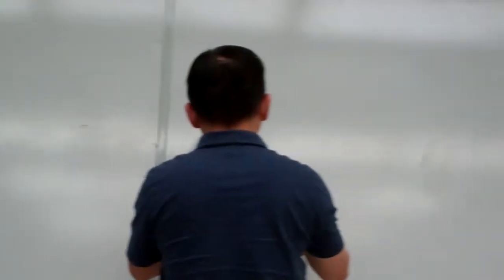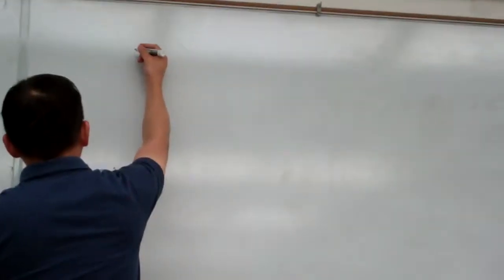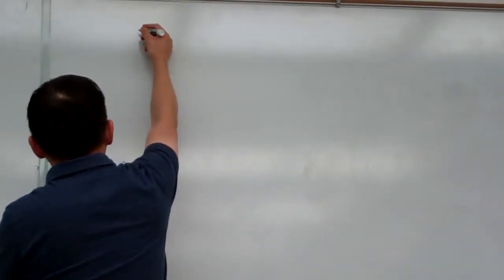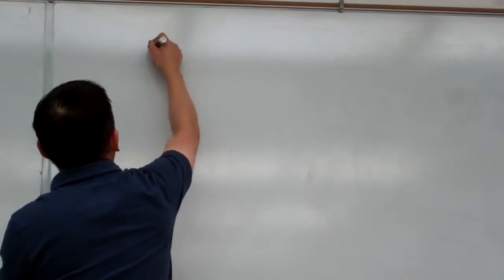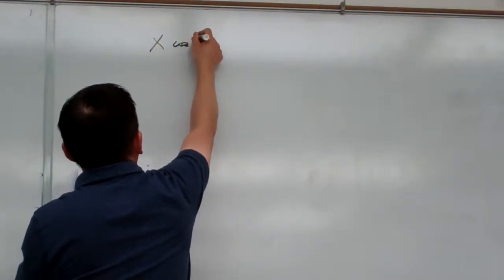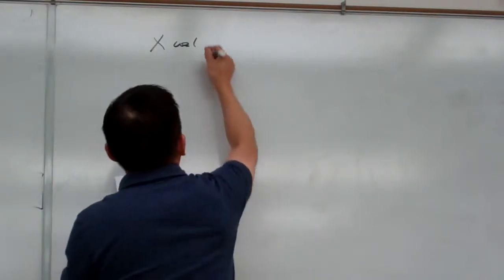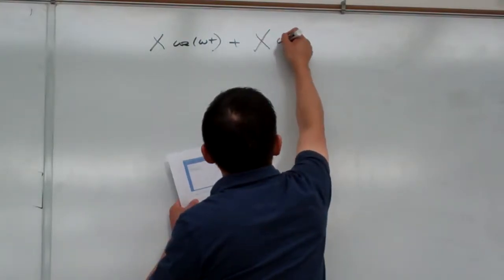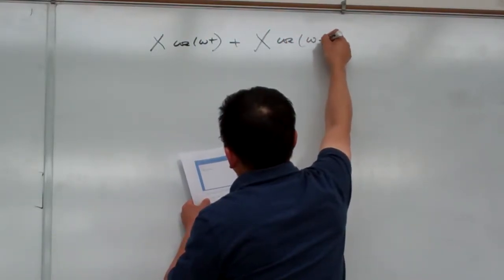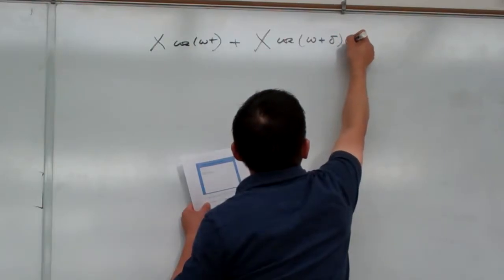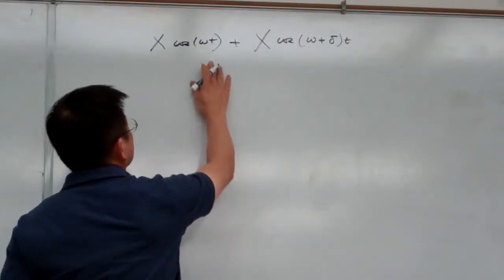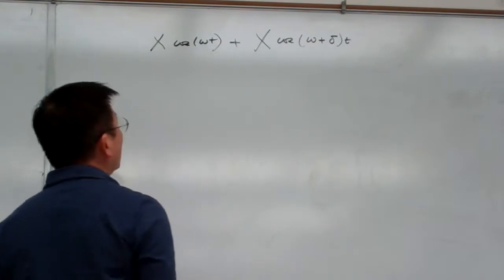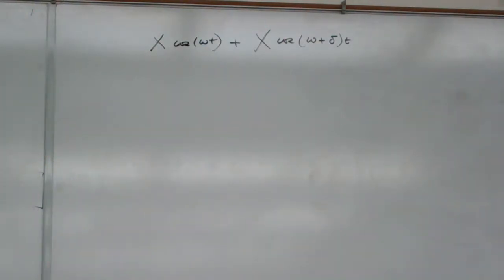So this will be our last slide in this chapter. Once we've done this, we're done for today. So what we're asked is capital X cosine omega t plus capital X cosine (omega plus delta) t. So we're going to add this one. This is a little bit different.